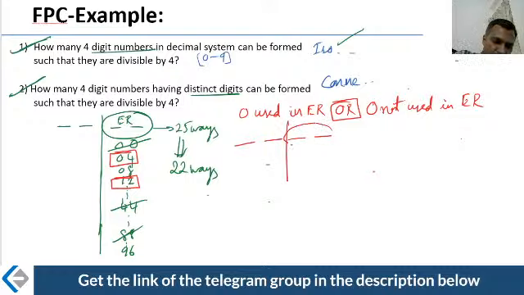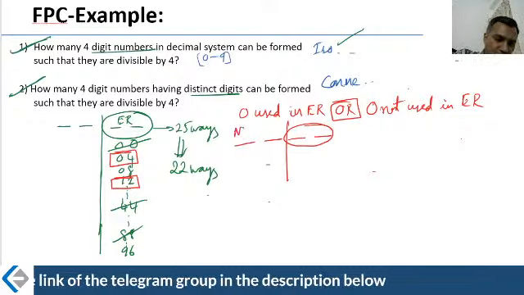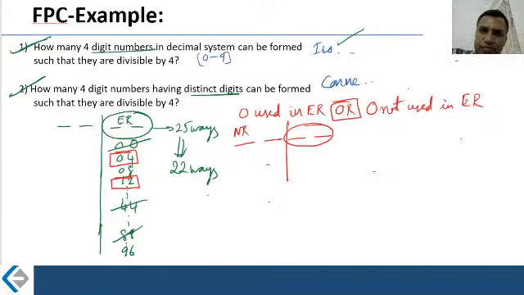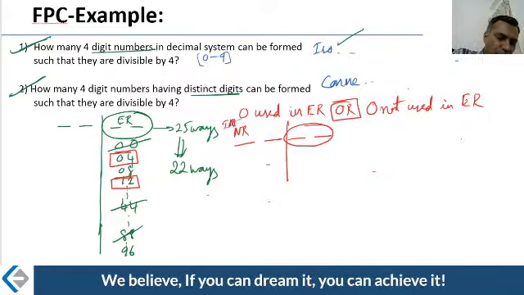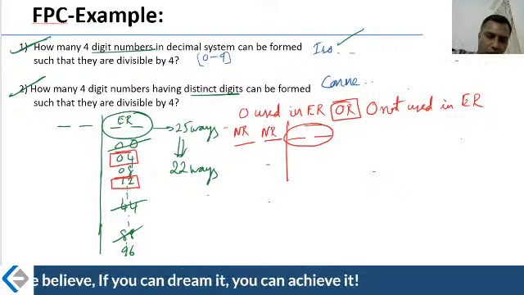Now this is the explicitly restricted area. If 0 has already been used in the explicitly restricted area, then there is no restriction here. Why would the first place become implicitly restricted? It won't become implicitly restricted because 0 is already consumed. Therefore, no restriction. Perfect.